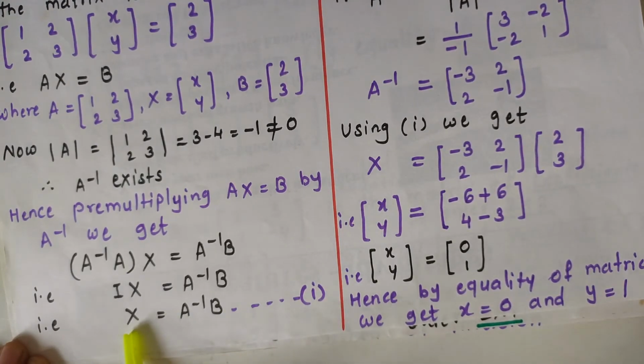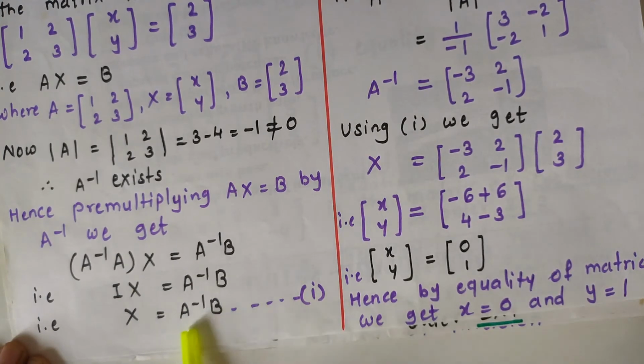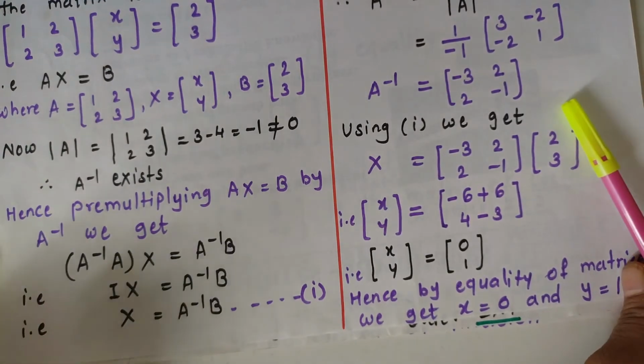Now in this equation, X is a variable matrix, B is the matrix of constants, and then we have to find the value of A inverse and put it in this equation. Now first find the value of A inverse by using the adjoint method.